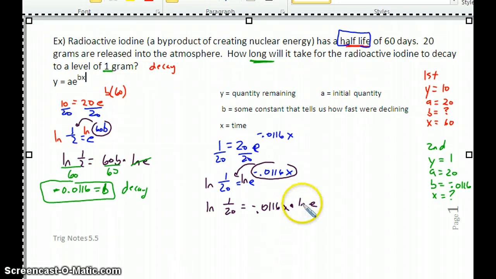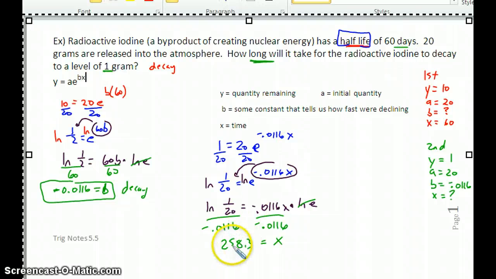And remember, the natural log of e is 1, so we'll end up dividing by negative 0.0116. And doing that, I end up with 258.3 equals x. And since x is time, and we're given a time initially in days, this would be days. So it should take about 258 days to go from 20 grams down to 1 gram.